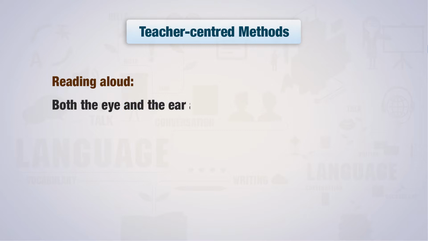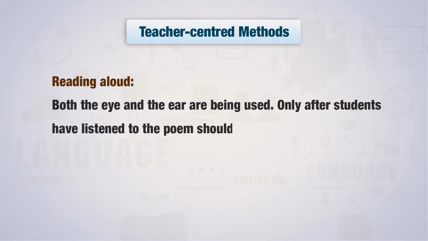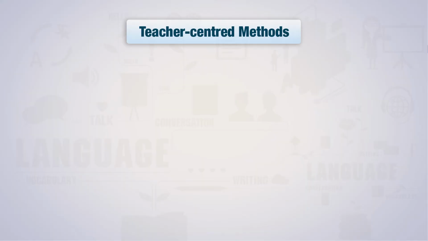Both the eye and the ear are being used, so only after students have listened to the poem should they move to close reading. However, making the students attempt to read can be embarrassing to the reader and boring to the class. So one must watch and feel the pulse of the classroom before venturing into any teacher-centered method.